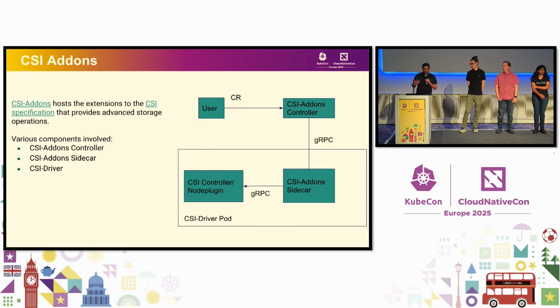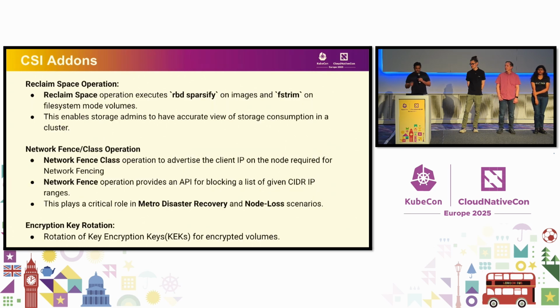We need something on top of it, for example in Ceph we have replication, etc. So we built something similar to CSI, called CSI add-on. It runs in a similar manner where we have one controller and a sidecar running with a CSI driver. In RBD, when you delete a file from a PVC, in the backend the space will still be occupied. So we have built a Kubernetes mechanism where the user can create a CR. In the backend, we run fstrim or RBD sparsify to make sure we have a balance between what you see as the user and the backend. We support network fence class.